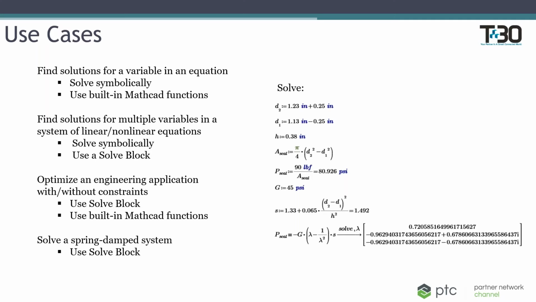On the right-hand side, you can see an example of an engineering problem. This one is specifically trying to find a lambda in a pressure seal equation. And as you notice, we have some complex values there in the solution and some real ones, and we'll dive into this and more symbolic calculations a little bit later in the presentation.